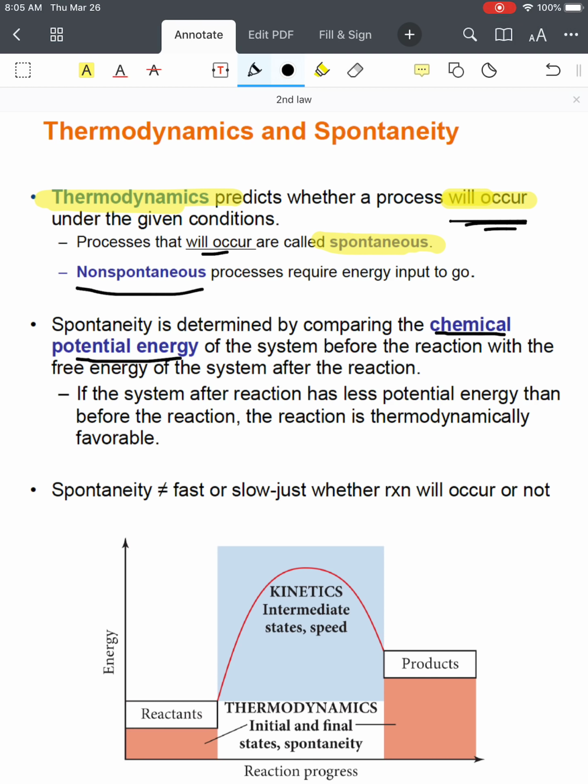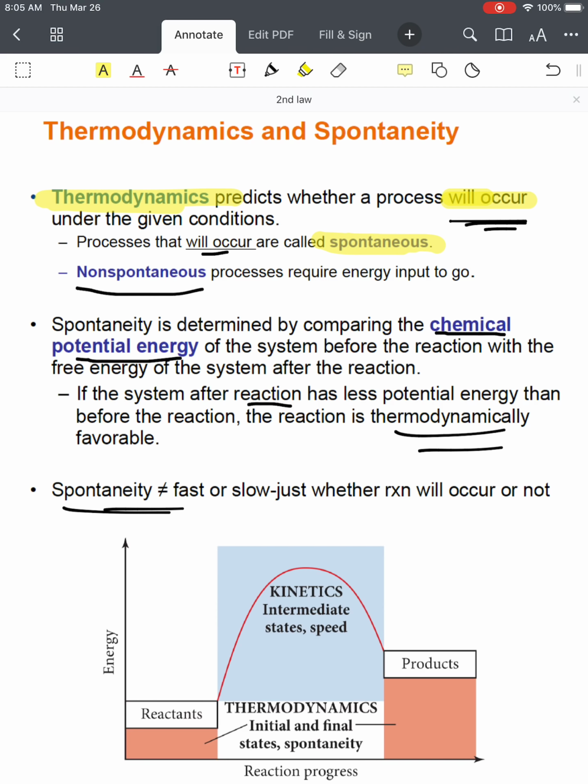If the system after the reaction has less chemical potential energy than before, the reaction is going to be thermodynamically favorable and it's going to be spontaneous, okay? Again, spontaneity is not fast or slow, it's just whether the reaction will occur or not, okay?